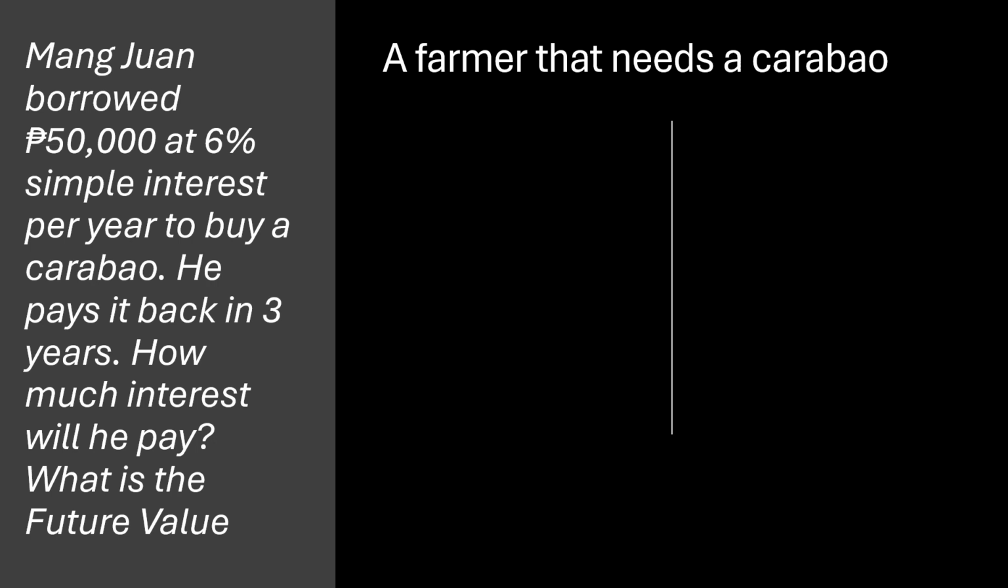Another problem, a farmer that needs a carabao. Mang Juan borrowed 50,000 pesos at 6% simple interest per year to buy a carabao. He pays it back in 3 years. How much interest will he pay and what is the future value? By this time, I will ask you to pause the video and try to solve it by yourself.